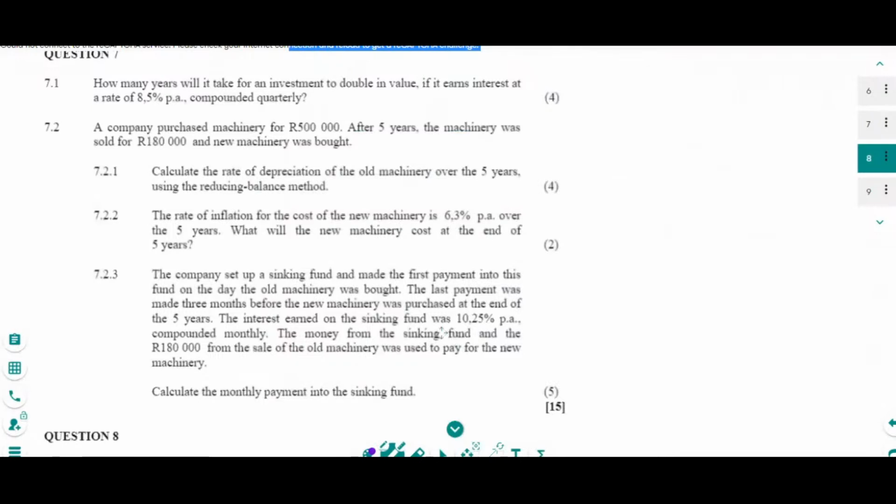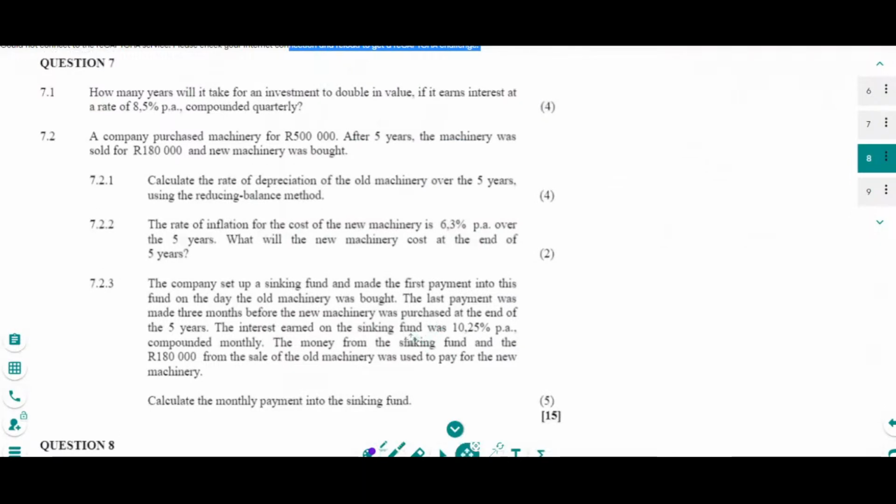Guys, this is doable. As much as there's a whole lot of reading, just know your formulas, just know your terms, and then you'll be good to go. So with this, they are telling us: how many years will it take for an investment to double in value if it earns interest at a rate of 8.5% compounded quarterly?